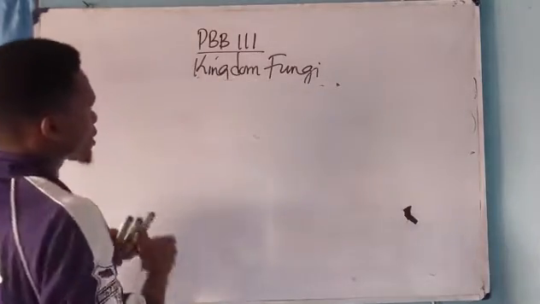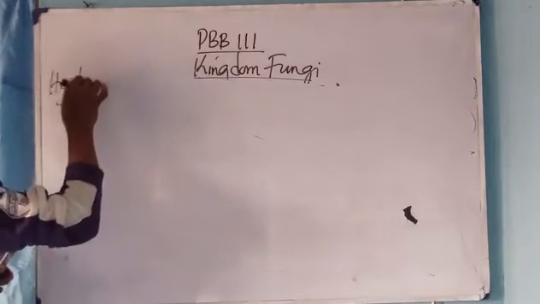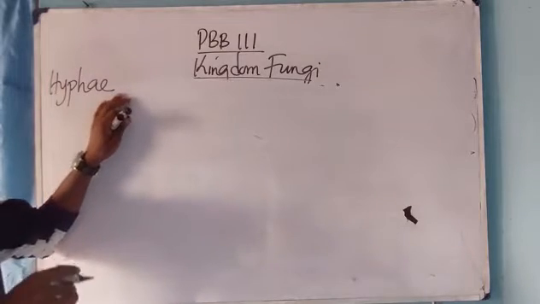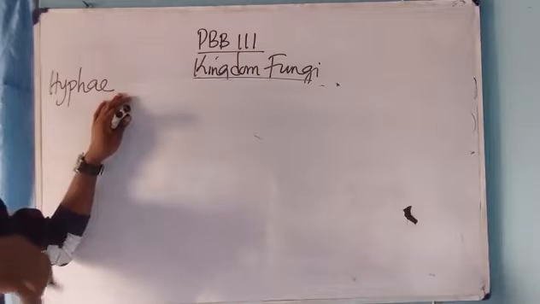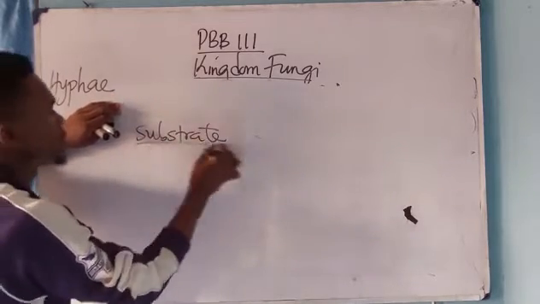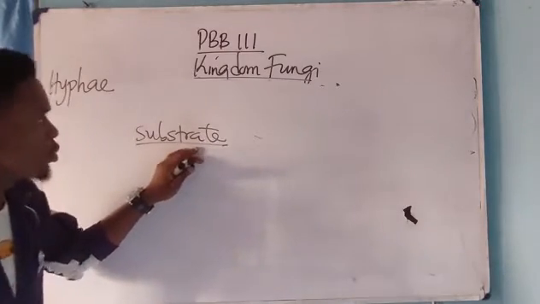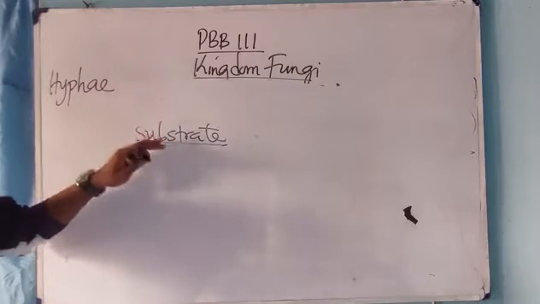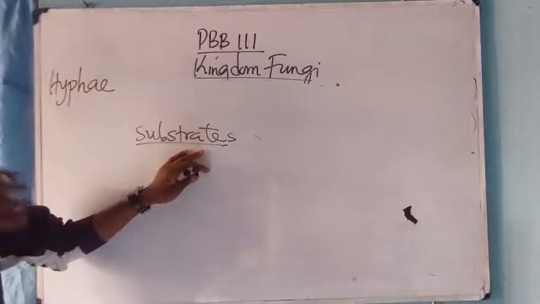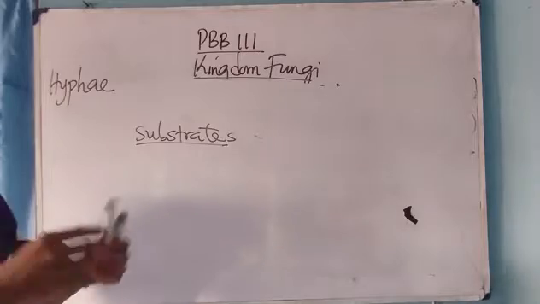Their body, outside the cell. Now, hyphae produce enzymes that help in feeding on the substrate. The substrate is the food molecules they feed on, through the production of what? Enzymes. And such substrates are fed on extracellularly, that is, outside the body. Outside the body, yes.